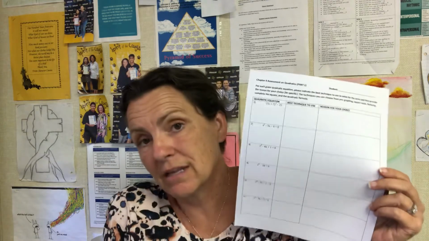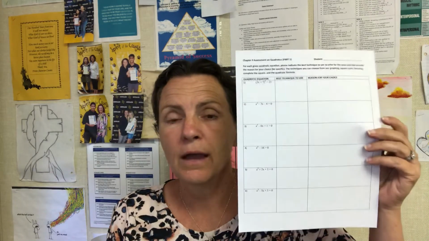I just want you to look at it and go, oh, well, that one I would definitely use factoring, or that one I would use the quadratic formula, or that one I would use complete the square, or that one's definitely set up for taking the square root. I personally wouldn't use graphing on any of these, so graphing is not the technique I would pick. So that's Part 1 of your assessment.